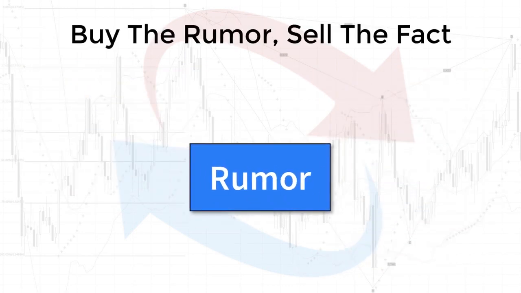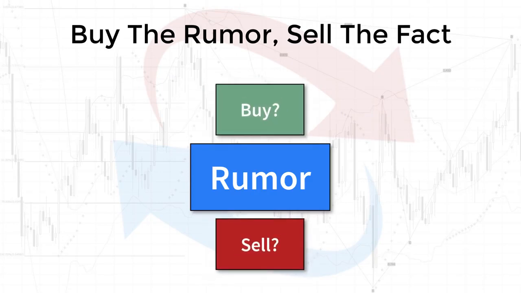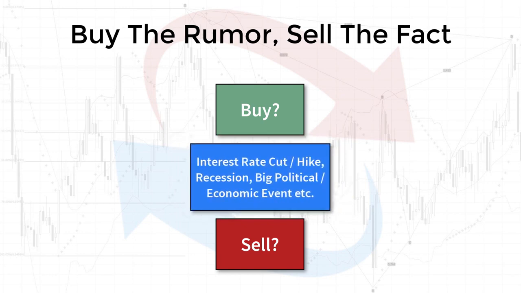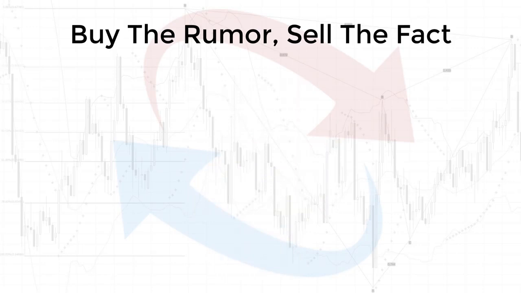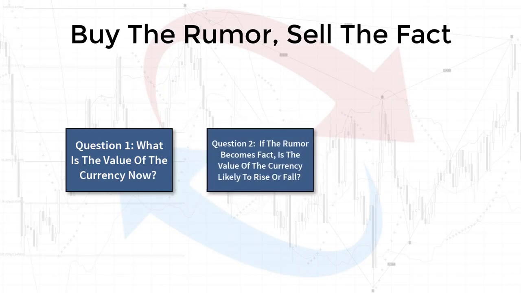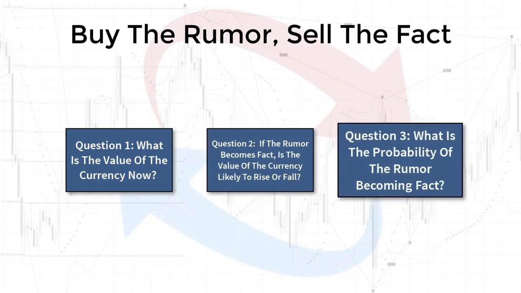When financial or economic rumours start to generate interest via the news publications, major market participants have already started to position themselves to buy or sell. If rumours circulate about a possible rate cut or hike of a currency, a potential recession or political instability event, traders will look at the current price of the currency and consider if it is overvalued or undervalued based on the rumour becoming a fact.